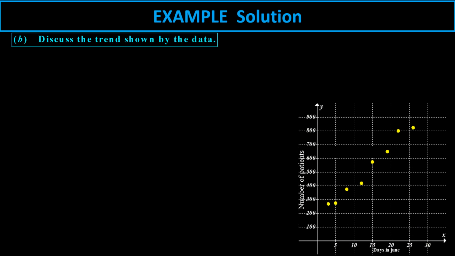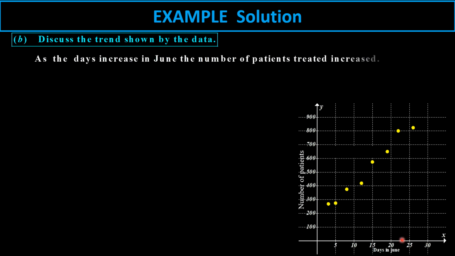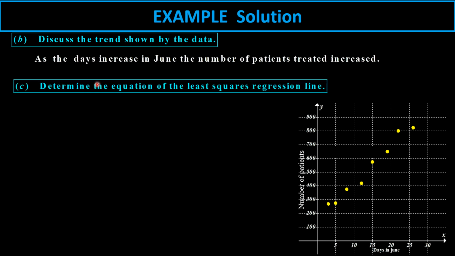Let's look at the next question. Now we want to discuss the trend. Now the trend here is the relationship between the independent and the dependent variable. As you can see here, it is a positive correlation. So we can say as the days increase in June, the number of patients treated also, you can see it also increased, right? So that's the trend there.